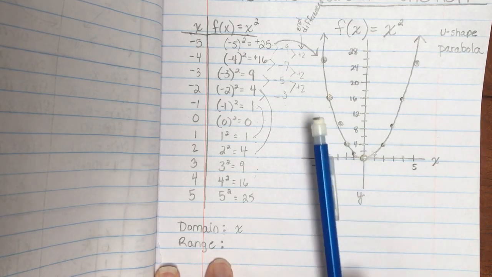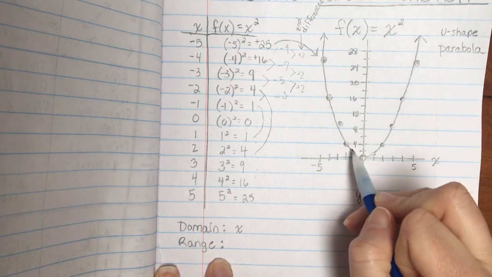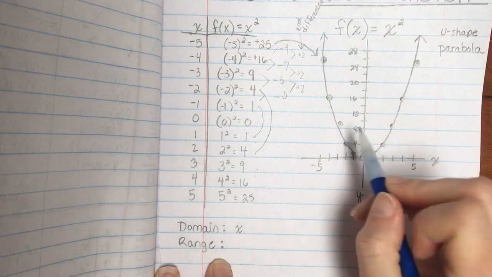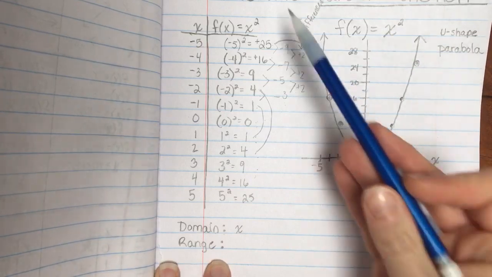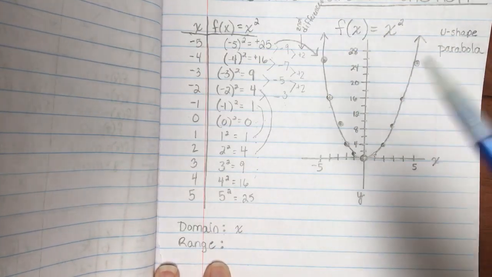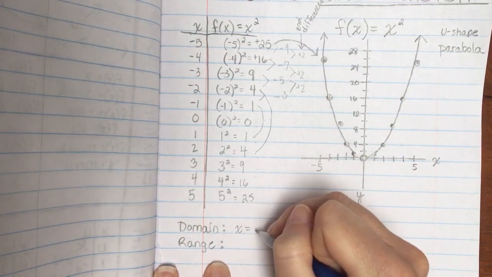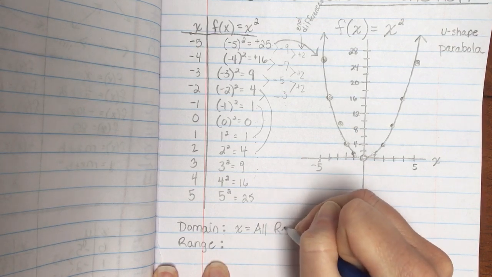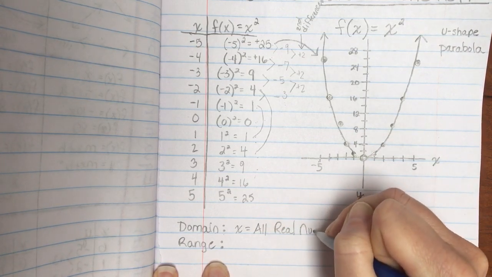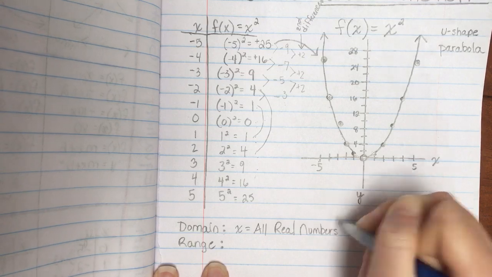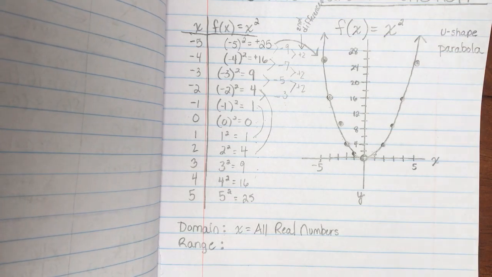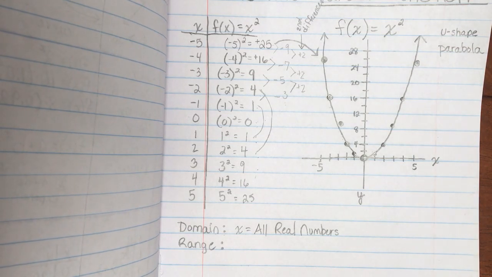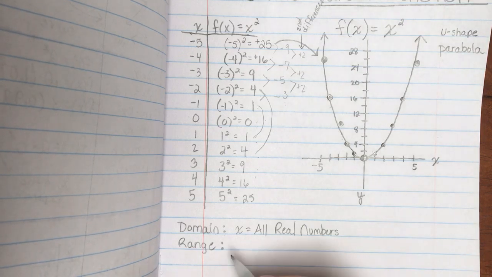And on the graph, you can see that it's all real numbers because there would be little points in between here. I have no restrictions. It keeps going left. It keeps going right. So your domain is all real numbers. Now that's only going to be true when you have a function, when it's attached to like a word problem. That's when it changes to those practical domain and ranges.